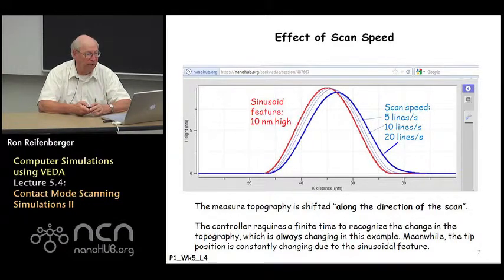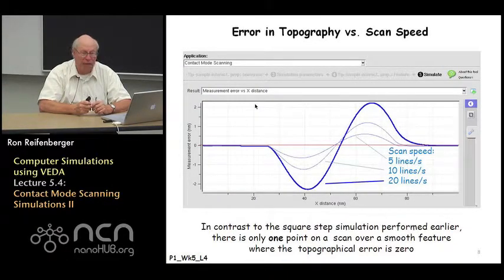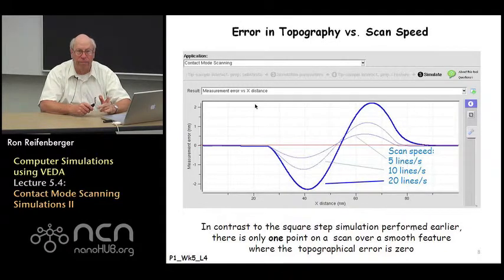These distortions are quite evident with respect to what you've actually specified. In VEDA, you can print out the error in the topography, and I do that in this particular slide. I'm just trying to emphasize that the error is non-zero everywhere, except at one point on a smoothly varying feature. This is in direct contrast to the square step, where once the transients damped out after the tip encountered the step, the error in the topography was 0 at the top of the feature. In this case, there's a non-zero error everywhere except at one point.